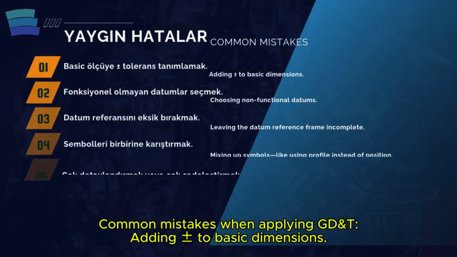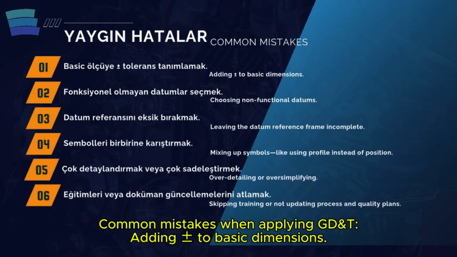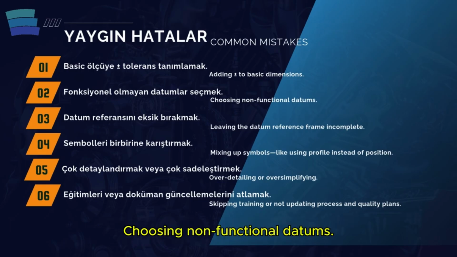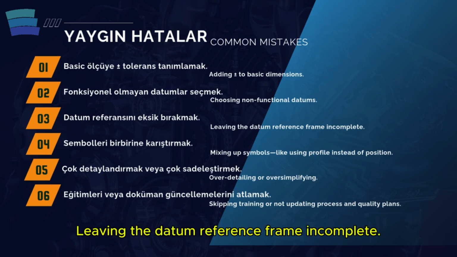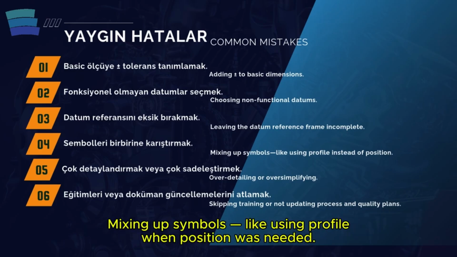What are common mistakes when applying GD&T? Adding plus-minus tolerances to basic dimensions. Basic dimensions are theoretical. The allowance comes from the geometric symbol. Choosing datums that are not functional. Referencing surfaces that never actually contact anything in the real assembly. Leaving the datum reference frame incomplete.